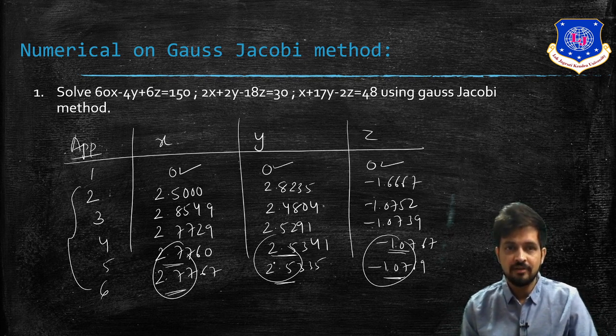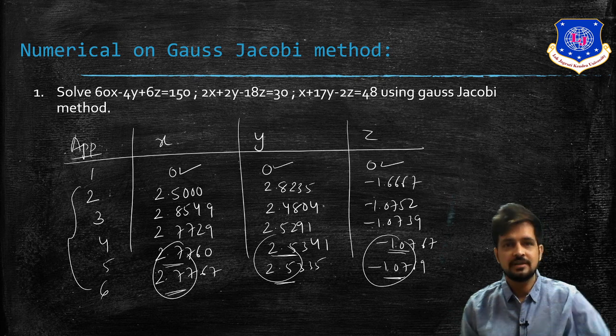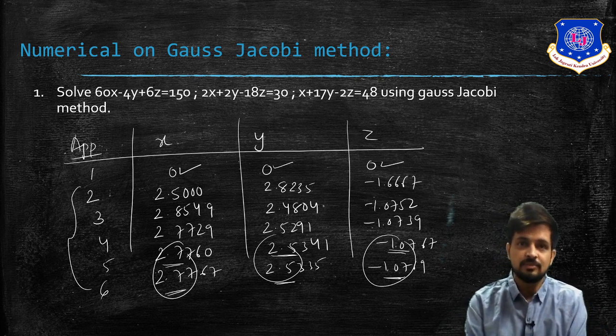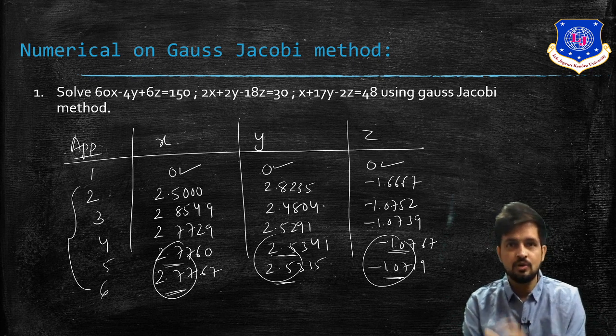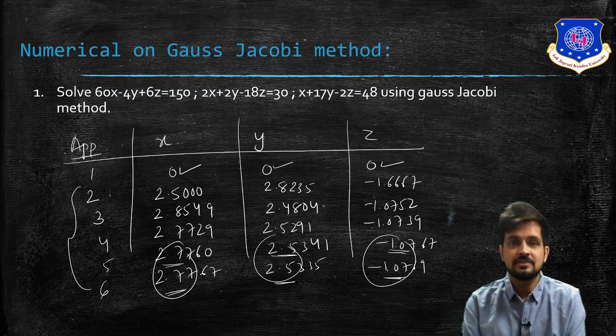Okay, so here we complete our chapter number 3. Okay, solution of system of linear equations, in which we studied about Gauss elimination method. Okay, Gauss elimination with partial pivoting, Gauss Jordan, you have to do it by yourself, Gauss Seidel method and Gauss Jacobi method.